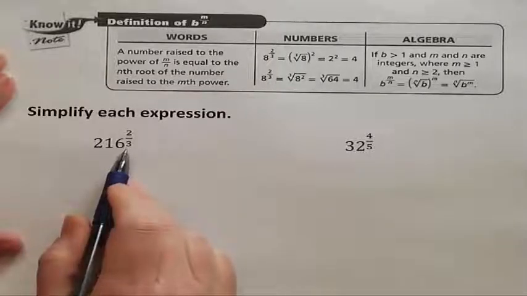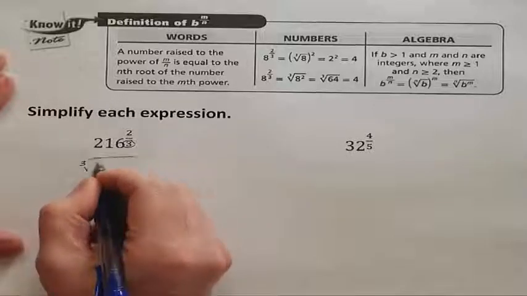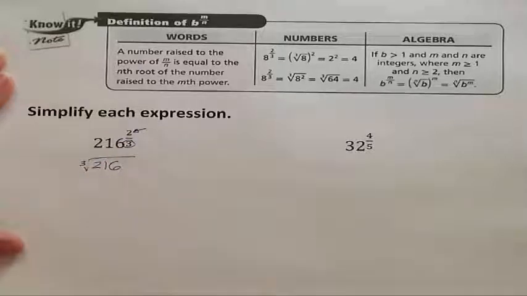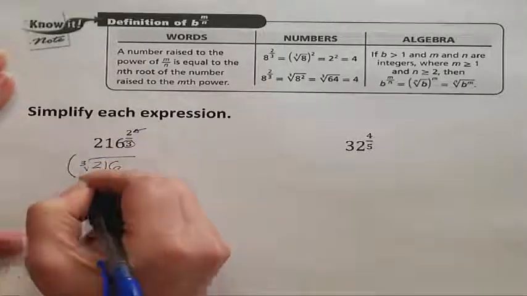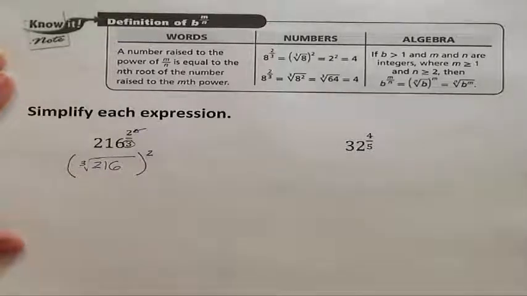So looking at this question, the denominator is still the root. So I have the 3rd root of 216. But what do I do to this numerator in the exponent now? We're going to take all of this and we're going to take it to the 2nd power. Let's go ahead and write this one and then we'll solve them.